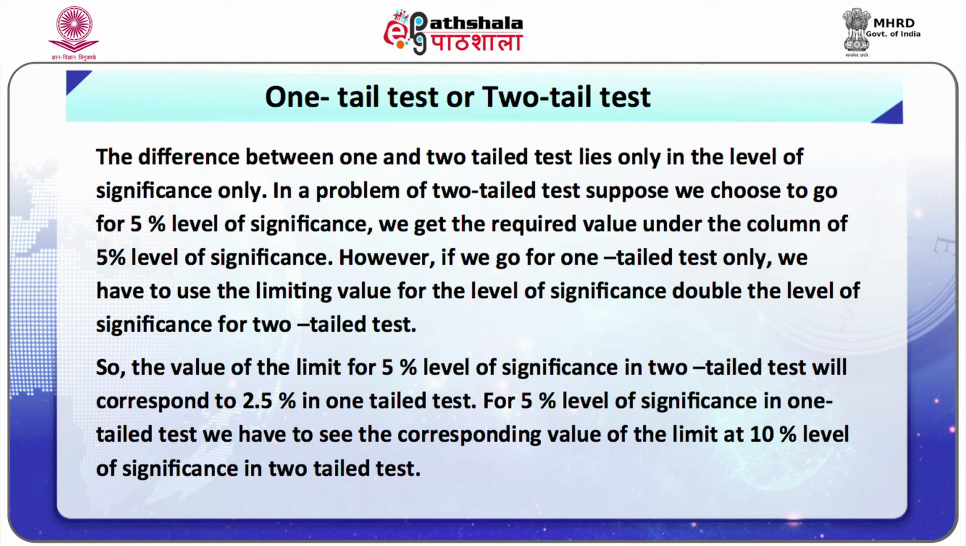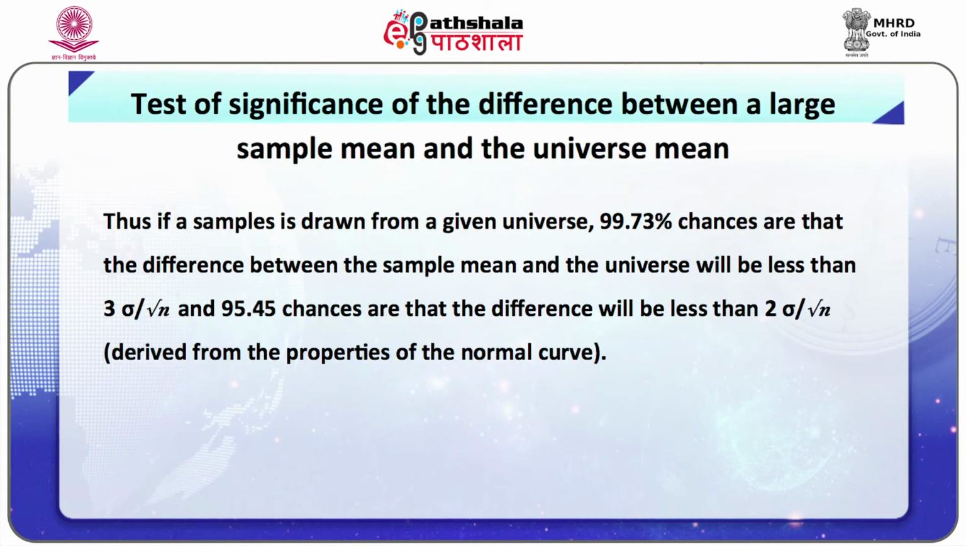However, if we go for one-tailed test only, we have to use the limiting value for the level of significance double the level of significance for two-tailed tests. So, for the limit of 5% level of significance in one-tailed test, the corresponding value will be that of 10% level of significance in two-tailed test. Test of significance of the difference between large sample means and the universe mean.